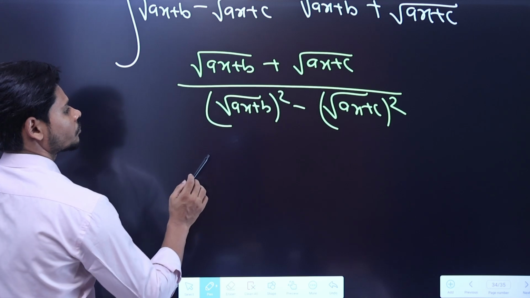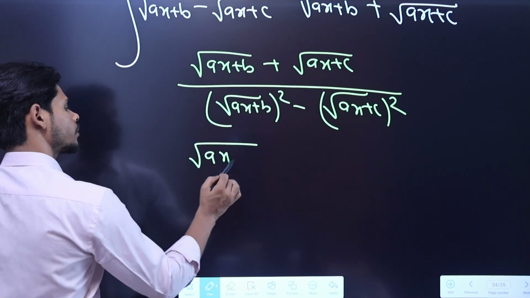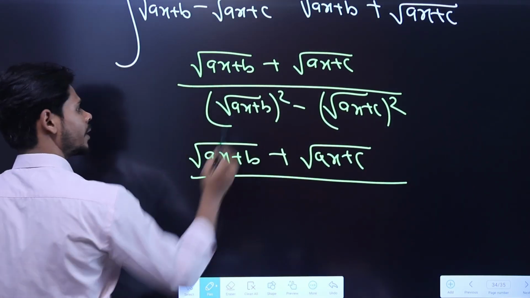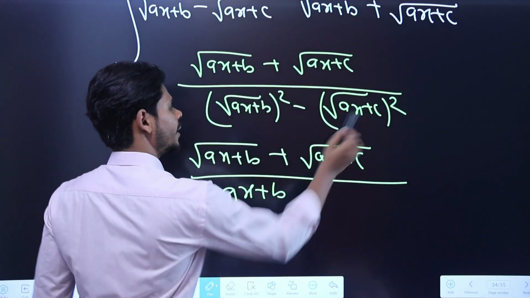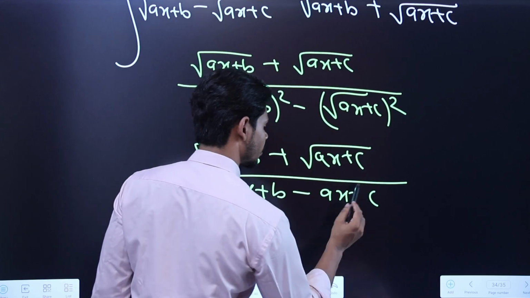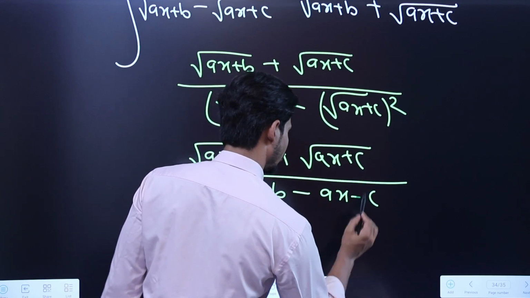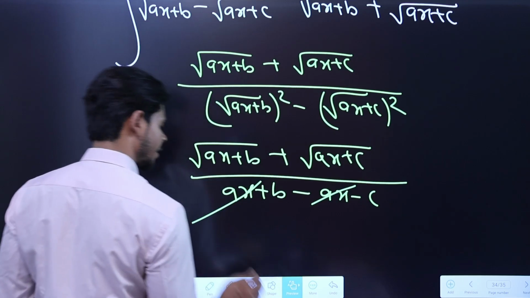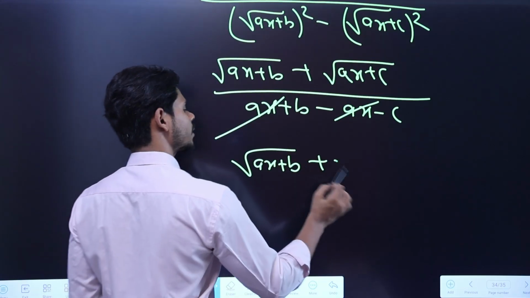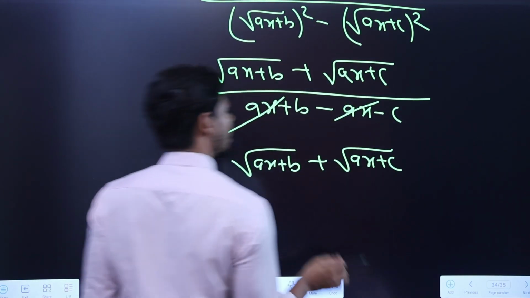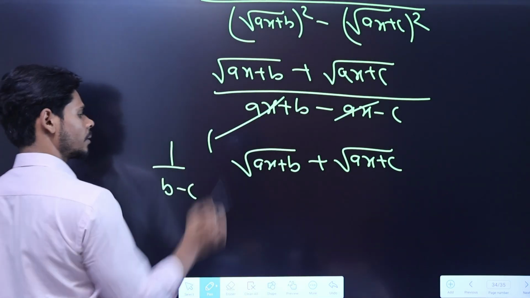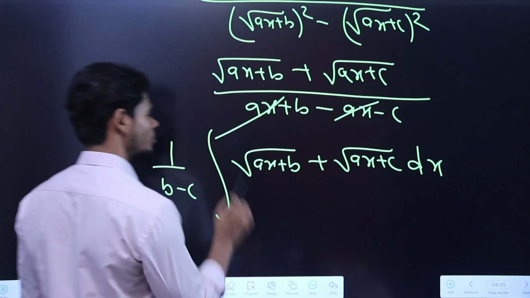And no doubt, what you can do is, it will be square root of ax plus b plus square root of ax plus c, whole divided by, here it will remain as ax plus b, and here it will be ax plus c, but remember this negative sign will change the sign, so it will be negative, and this one will also be negative. Here ax and ax will get cancelled out, and now you are left with square root of ax plus b plus square root of ax plus c, and in the division you are left with b minus c, which can be written like this, because this is a constant number. Here a, b and c are constant numbers.